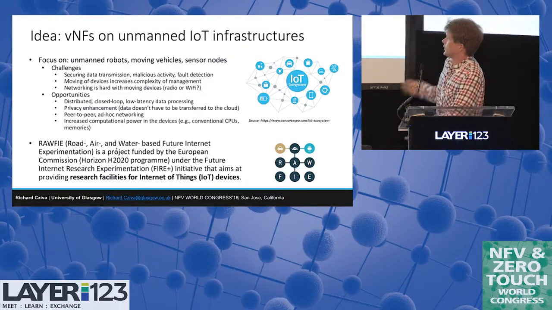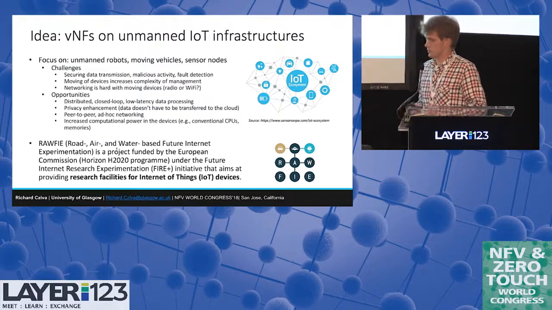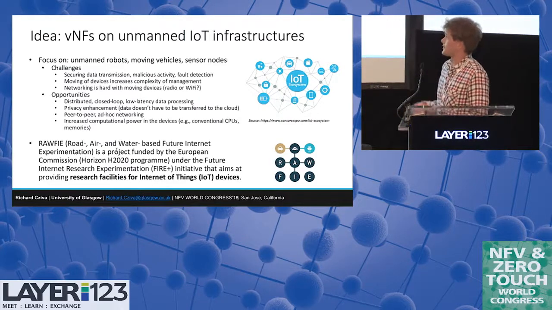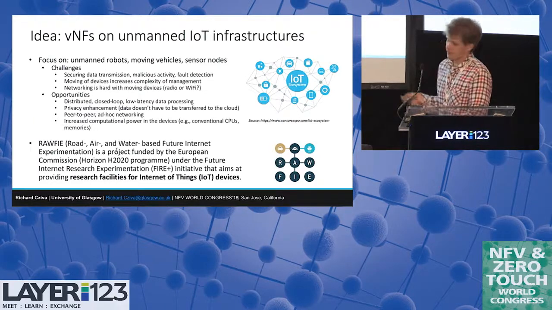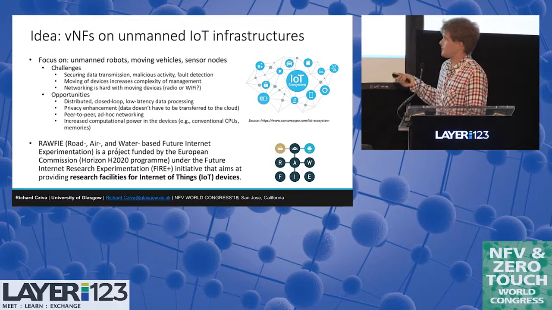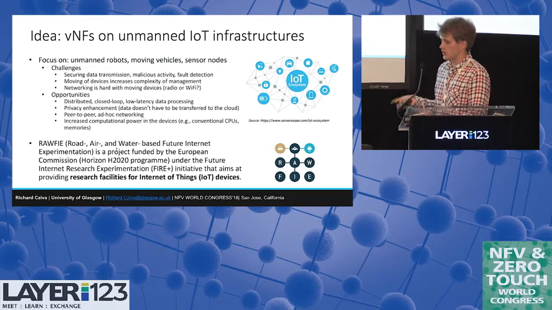So our new idea is, this is a research project, so this is just starting up, using a platform called ROFI. And ROFI is a European project called Road, Air, Water-Based Future Internet Experimentation. And it basically focuses on exploiting all these IoT unmanned robots and moving vehicles for running some sort of computation and managing the network between them.